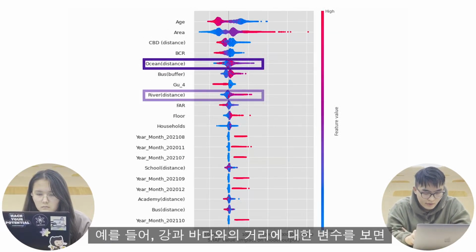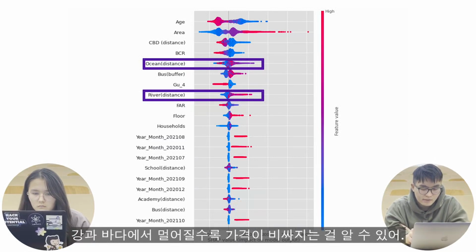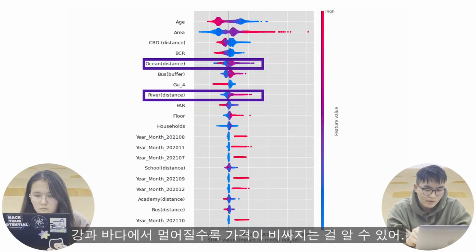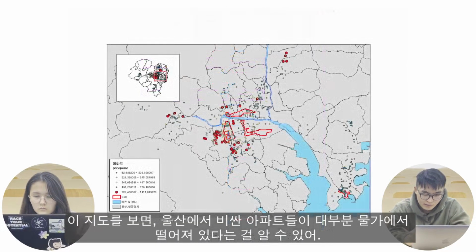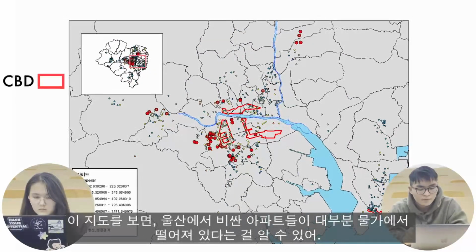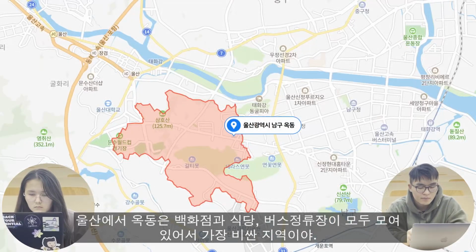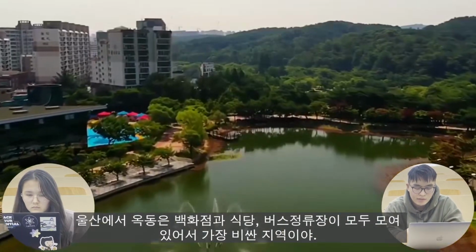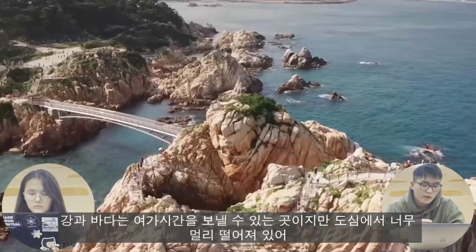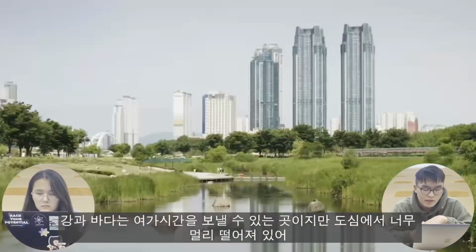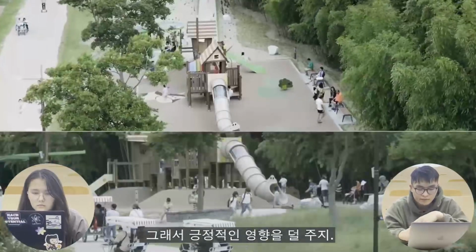For example, if you look closer at the river and ocean indicator, it can be implied that as the distance from the river or ocean increases, the price also increases. You may wonder, why is that? Perhaps you have noticed that some expensive apartments are far from the water. CBDs are the business centers of cities. In Ulsan, Okdong is the most expensive district since it has all the department stores, restaurants, and bus stops. Even though river and ocean can provide recreational opportunities, in Ulsan they are too far from CBDs, so they can give no effect. Makes sense, right?